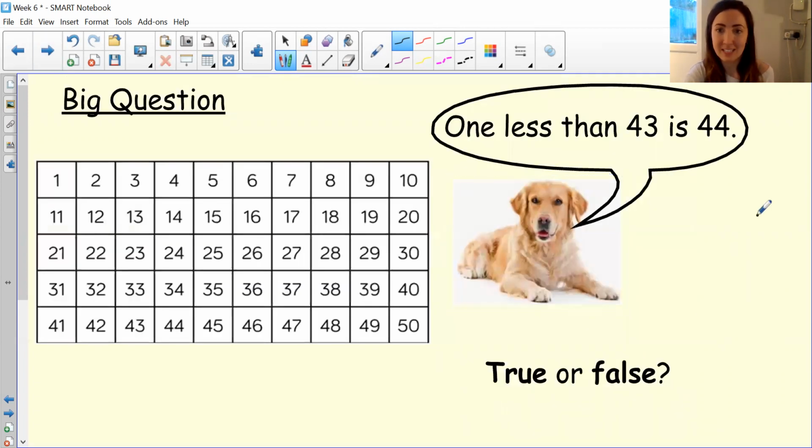Okay, what's Stevie saying today? She is saying 1 less than 43 is 44. 1 less than 43 is 44. Is that true or false? And think about why as well. Can you explain why you think it's true or false? So pause to have a go.